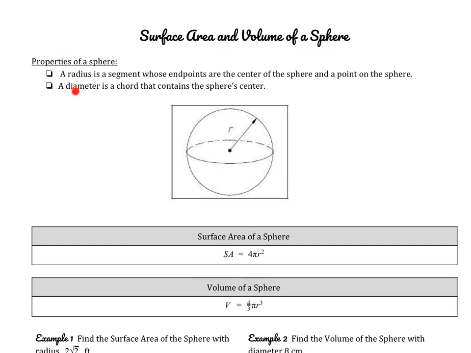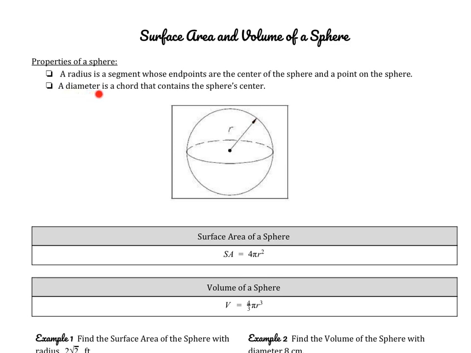Today we're going to talk about the surface area and volume of a sphere. So let's start by talking about the properties of a sphere. The radius of a sphere is a segment whose endpoints are the center and a point on the sphere. A sphere is really just a three-dimensional circle. So the radius goes from the center to the sphere.